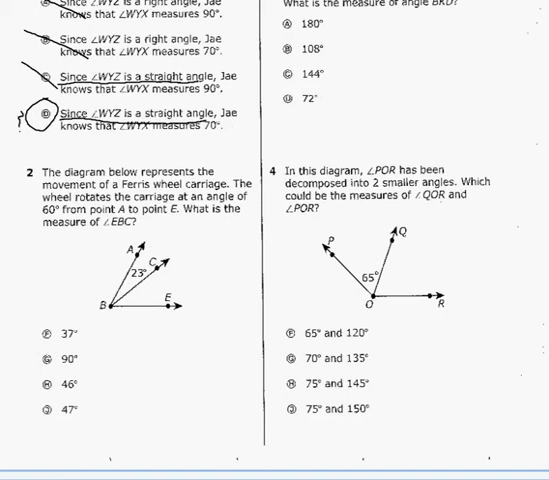Question number 2. The diagram below represents the movement of a Ferris wheel carriage. The wheel rotates the carriage at an angle of 60 degrees from point A to point E. What is the measure of angle EBC? So the 60 degrees right here is a movement from A to E.